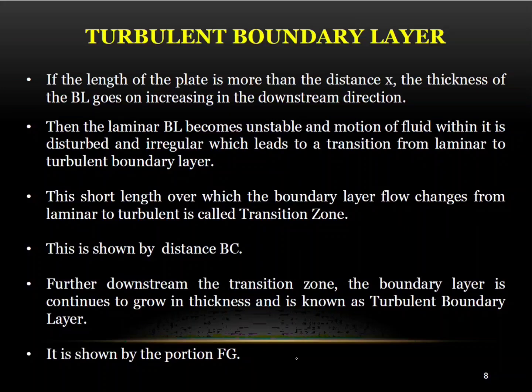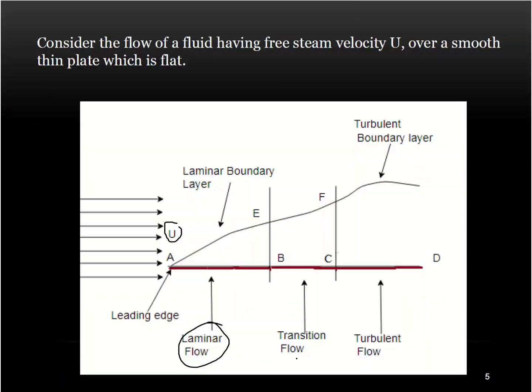And this turbulent boundary layer is represented from the figure by FG. So here there is G, so it is represented by FG or the zone CD. So from C to D, the fluid will be under turbulence, and this layer is called the turbulent boundary layer.